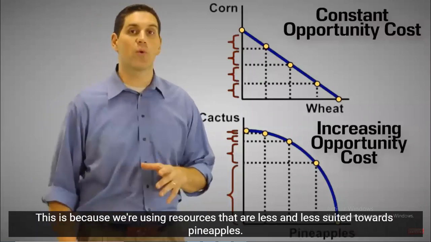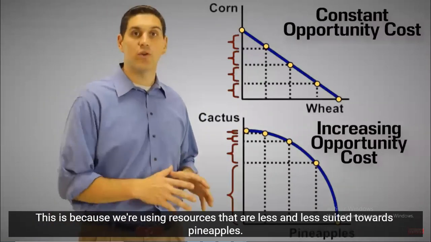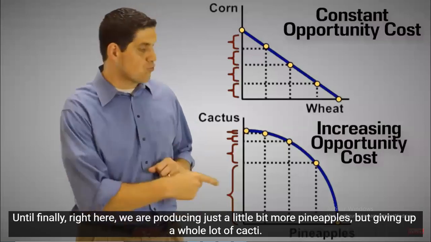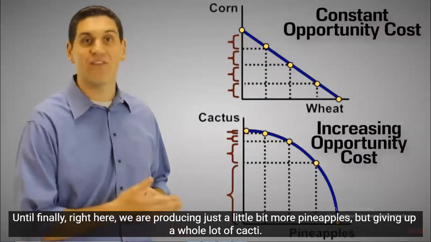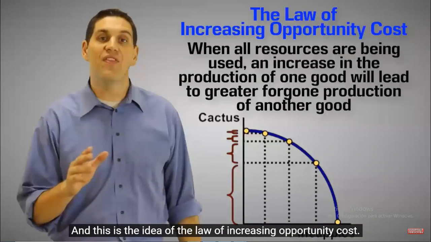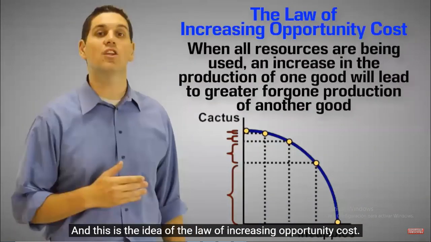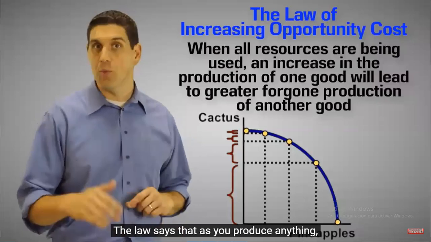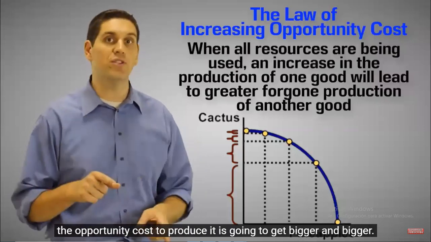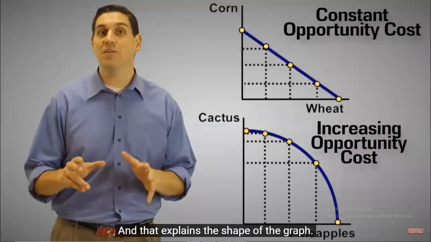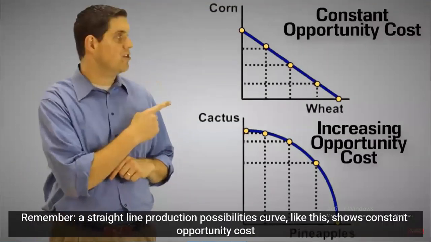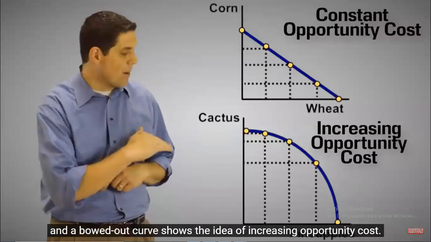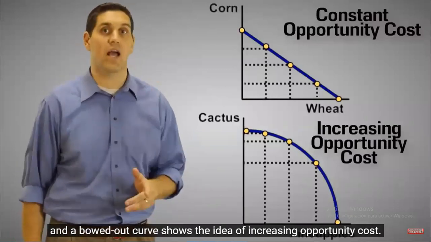This is because we're using resources that are less and less suited towards pineapples, until finally, right here, we're producing just a little bit more pineapples, but giving up a whole lot of cacti. And this is the idea of the law of increasing opportunity cost. The law says as you produce anything, the opportunity cost to produce it is going to get bigger and bigger. And that explains the shape of the graph. Remember, a straight line production possibilities curve like this shows constant opportunity cost, and a bowed out curve shows the idea of increasing opportunity cost.